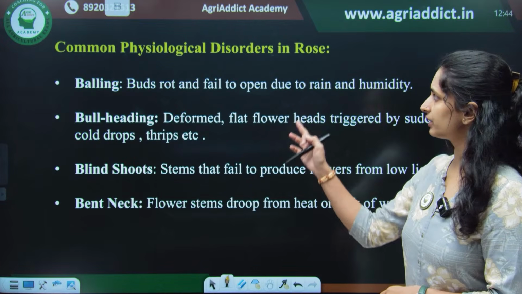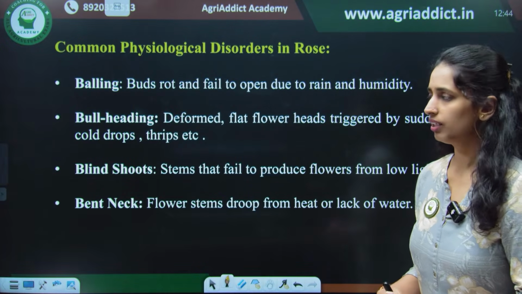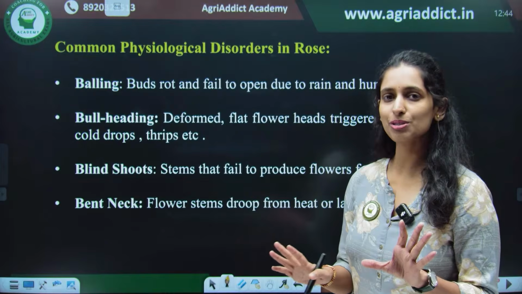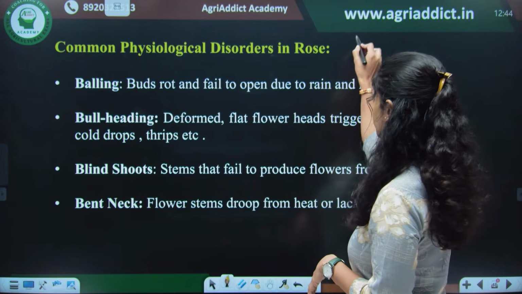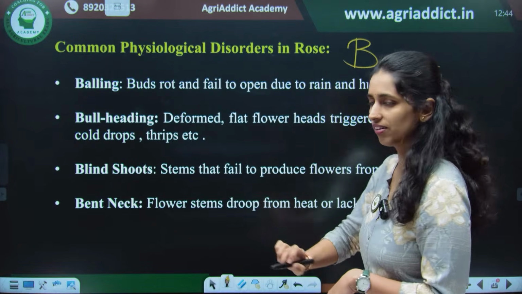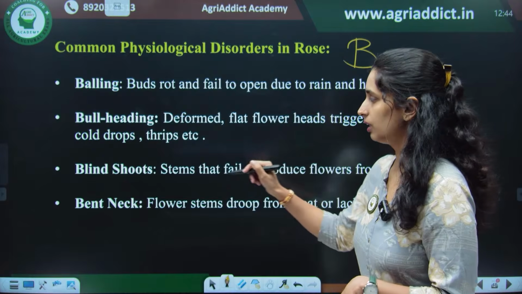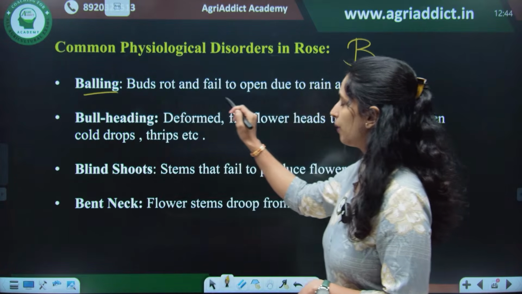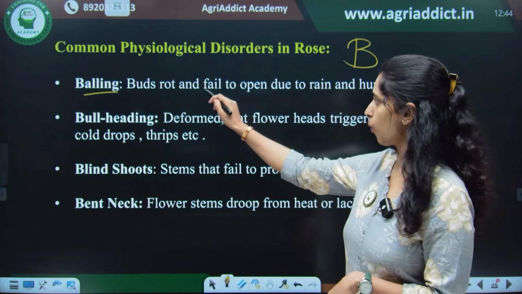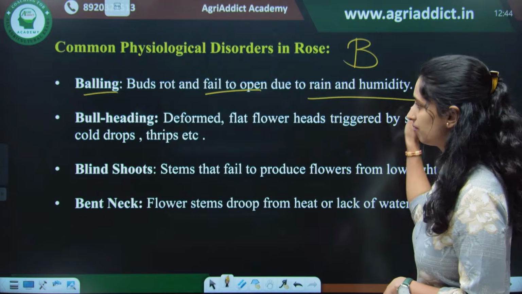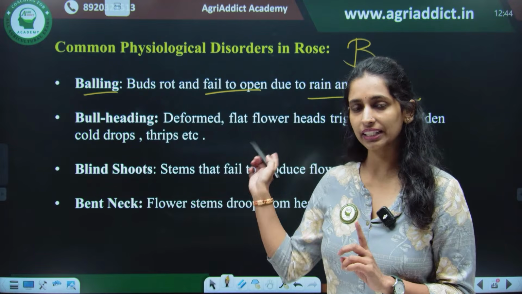Then common physiological disorders in rose. In rose, all of them start with B. Rose, all physiological disorders mostly. So boiling means buds rot, fail to open due to the rain and humidity. You better remember the reason also.